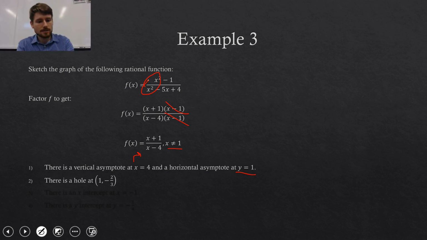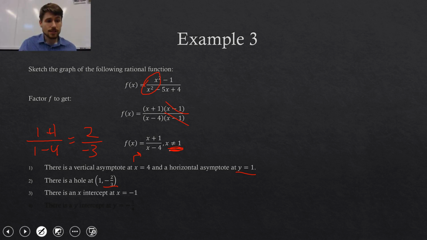And how do we find that negative 2/3 again? Well, we plug 1 in. So that's going to give us 1 plus 1 over 1 minus 4, and what that is equal to is 2 over negative 3. And so that's our y value for the hole. The x value for the hole is the x that you're not allowed to plug in, that common 0 at the top and the bottom. So we have a hole, we've got a vertical asymptote, and we've got a horizontal asymptote.